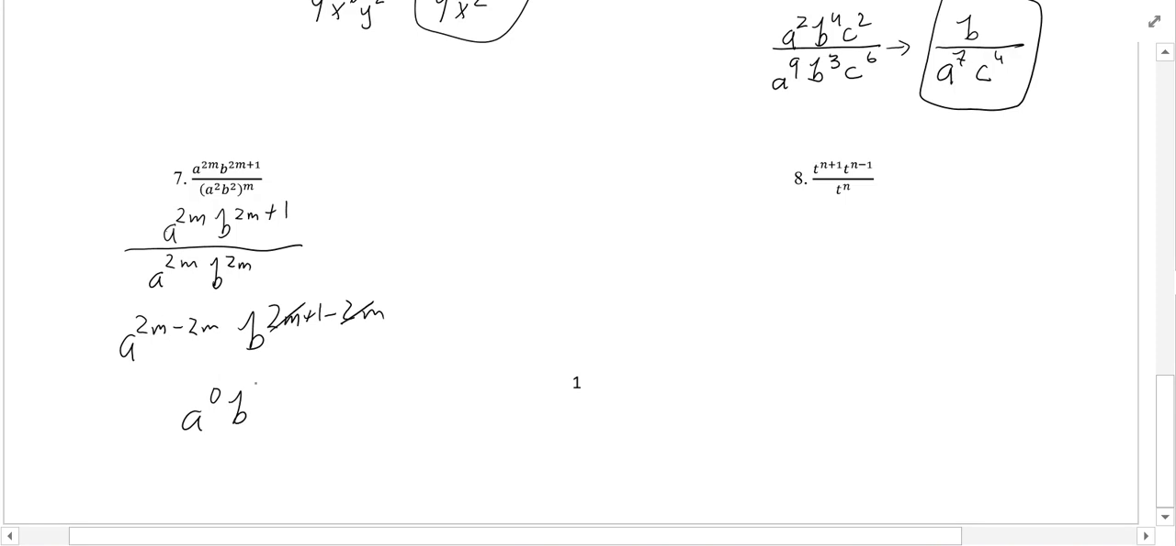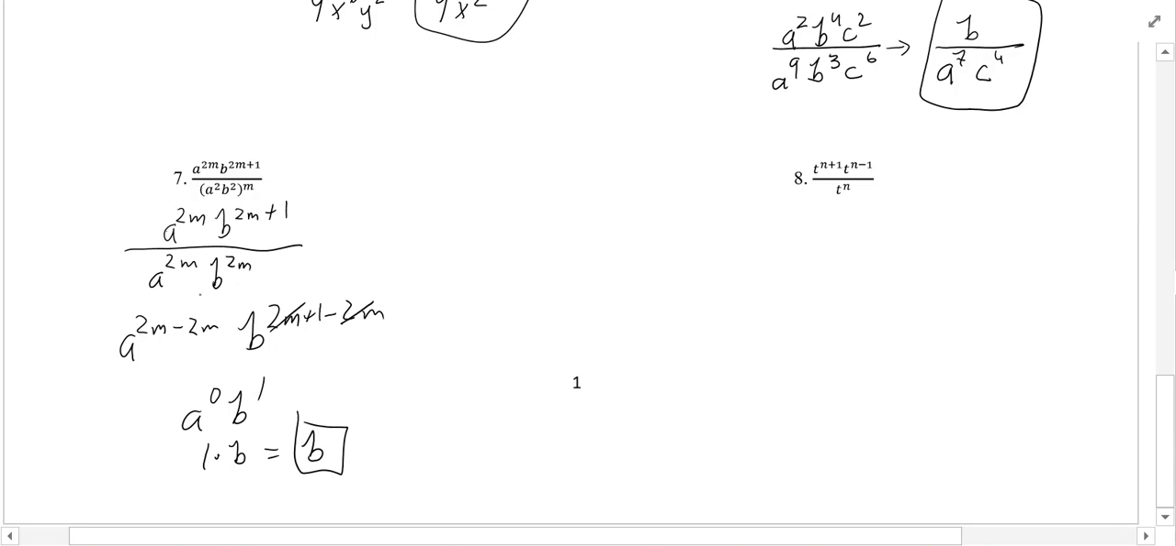So you're left with b to the 1st. And remember, a to the 0 is the same as saying 1 times b here. So your answer is just b to the 1st, or b. But again, you also could have just simplified here, up and down, but this is the algebra for it.